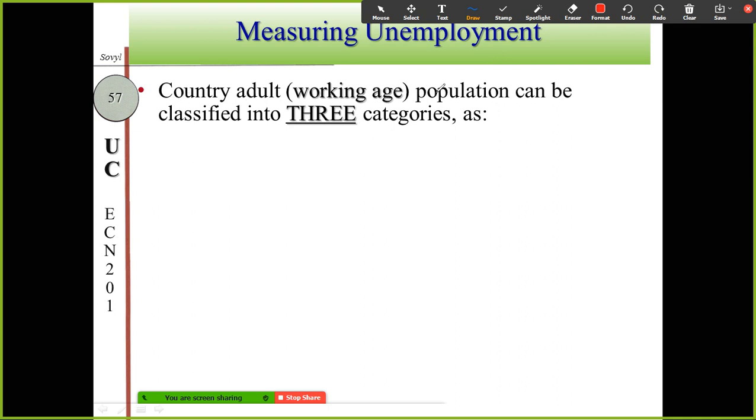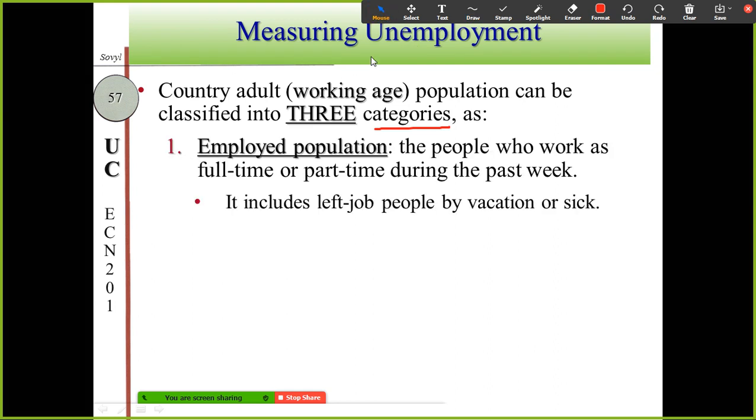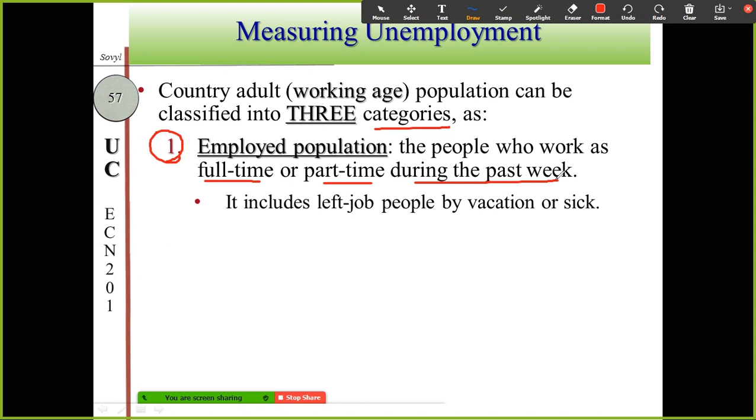So in one country, the adult population or working age population can be classified into three categories or classes or groups, such as, number 1, employed population. Employed people refer to the people who work as full-time or part-time during the past week. So any people in the country who worked during the past week, or last week, as full-time or part-time, we classify as employed people.